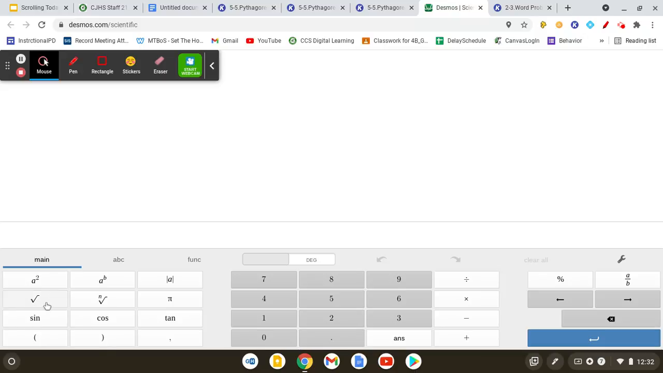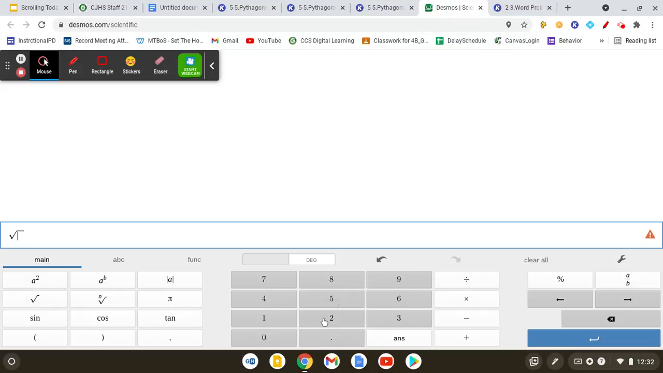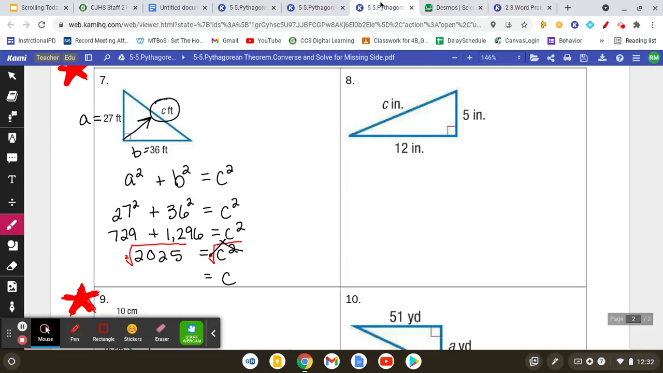This button right here, right in front of sine and under a squared, you're going to click that. That's our square root. We're going to type in 2025, and our answer is 45. We're going to go back to our problem. The square root of 2025 is 45. So C equals 45. Our answer is 45 feet.